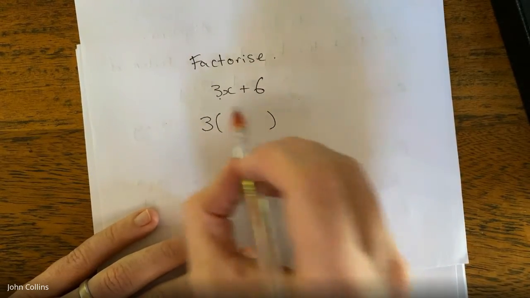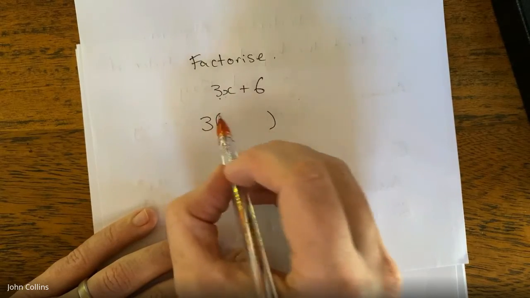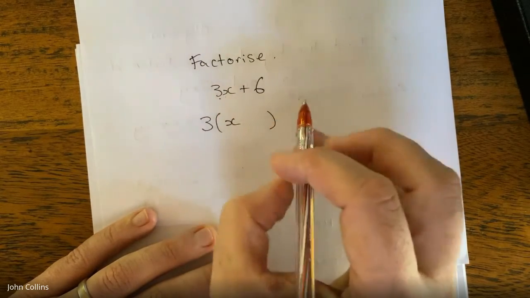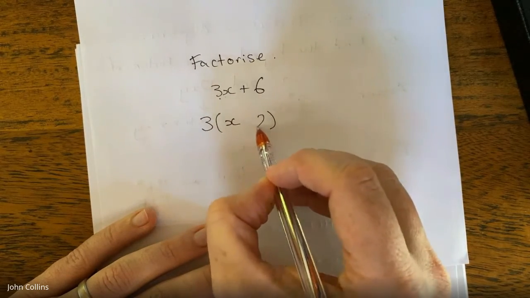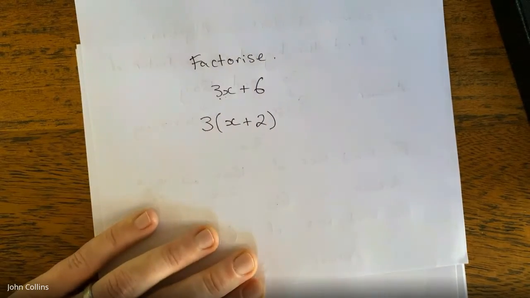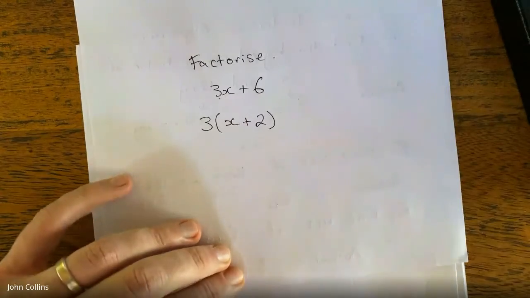So to reverse engineer this, I'm dividing both of these by 3. So the 3 is gone, and I'm just left with x. And then 3 times what gives 6? 3 times 2 gives 6. I'm reverse engineering it, and that's what factorizing is when it comes to algebra. So factorizing is reverse expanding.